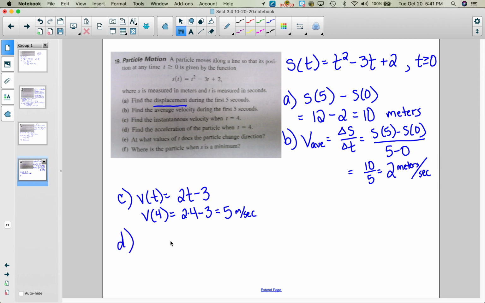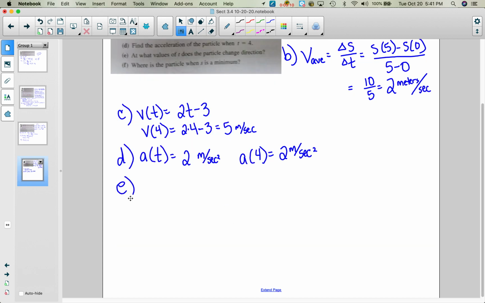Part D asks us to find the acceleration of the particle when t equals 4. First I'm going to find the acceleration. And acceleration, remember, is the derivative of velocity or the second derivative of position. So we get 2 using the power rule here. And that would be meters per second squared. And then A of 4 is also 2 meters per second squared because it's a constant. So that is part D.